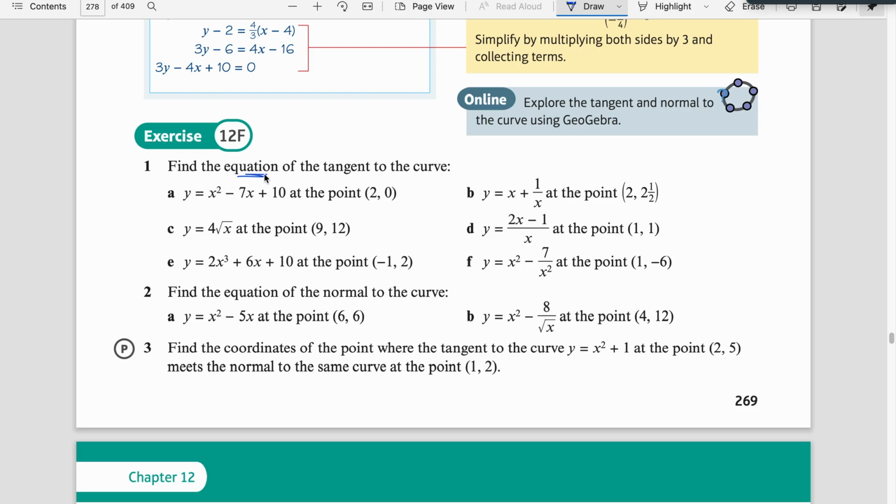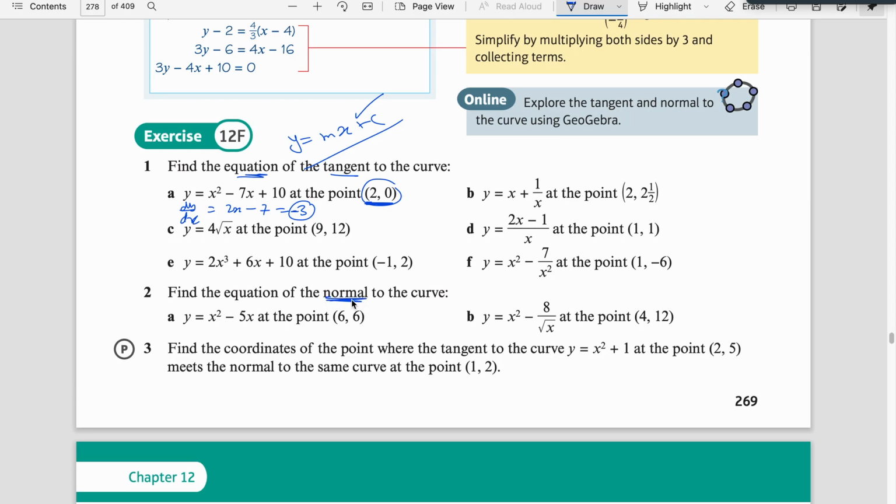This question says find the equation of the tangent. So dy by dx is 2x minus 7 at x equals 2. When you substitute 2, this is 2 times 2 is 4, minus 7 is minus 3. Gradient is -3. Now I already know the gradient and I know the point, so I can say y is equal to mx plus c. We know the gradient, we know the point, so consider this equation as done.